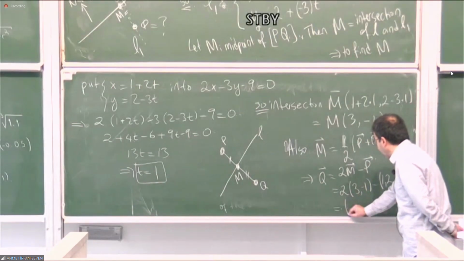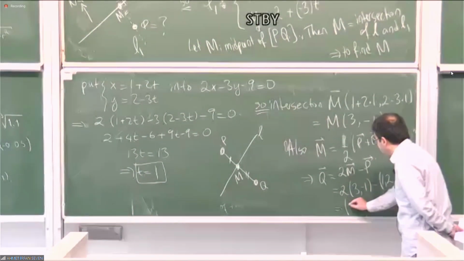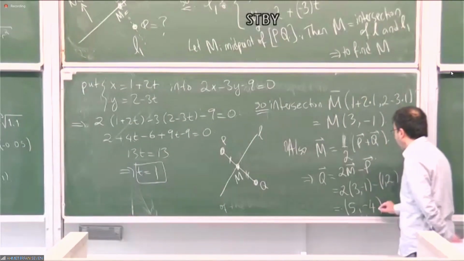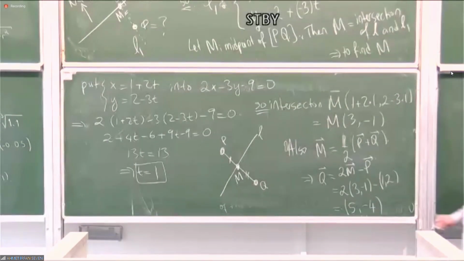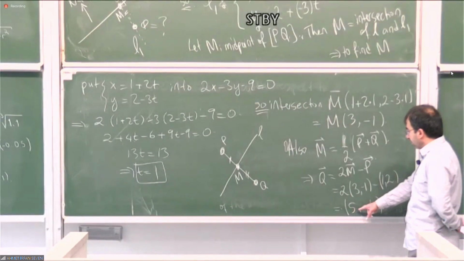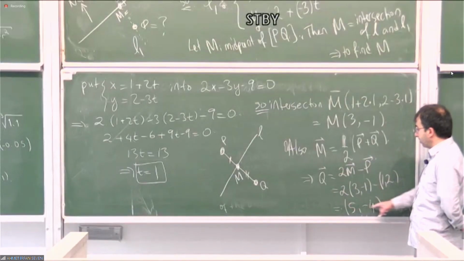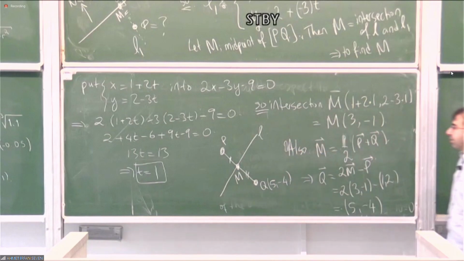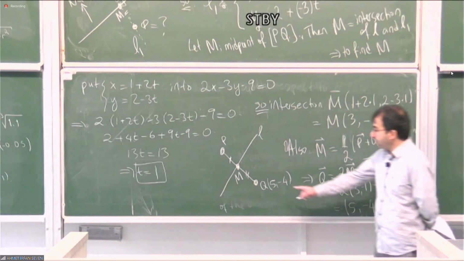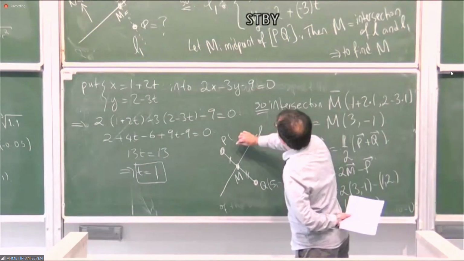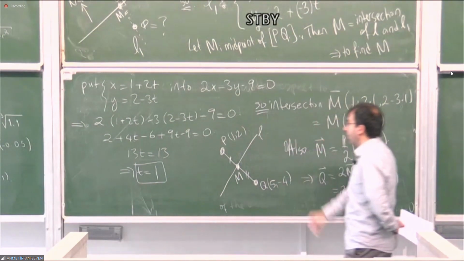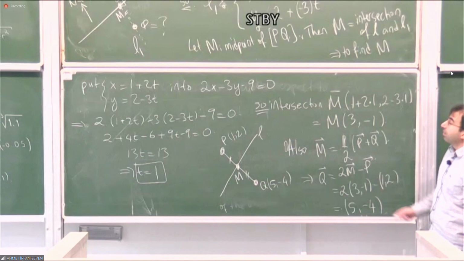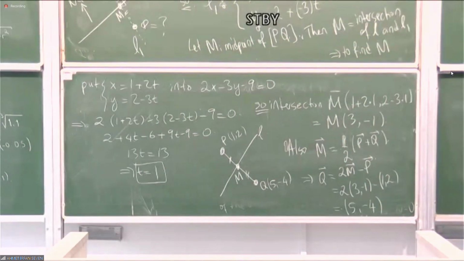Okay, so from here we get 2 times 3, 6, minus 1 is 5. 2 times minus 1, minus 2, minus 2, minus 4. Okay, so we have found what? The components of the vector Q is 5, minus 4. So we can see that the coordinates of the point Q is 5, minus 4. And this was 1, 2. All right. So this is the symmetric partner of P with respect to this line. And this is how we find it.